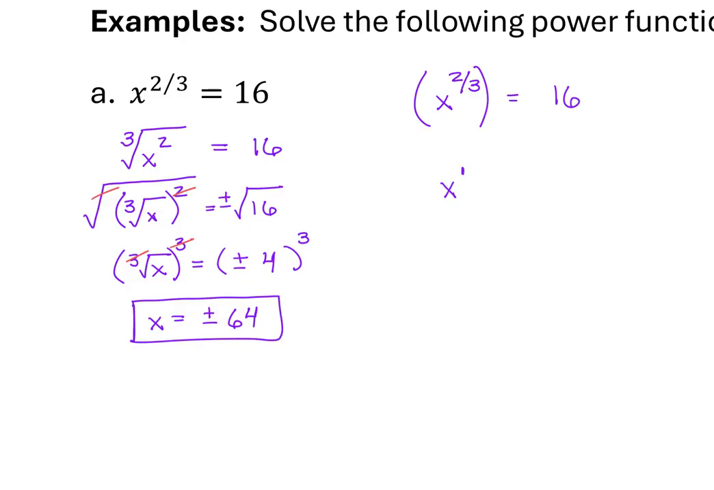In order to do that, what I want to do is raise this to the reciprocal. The reciprocal of 2/3 is 3/2. And remember that when you raise an exponent to another exponent, you multiply them. Well, if we multiply 2/3 times 3/2, they cancel. Well, whatever we do to one side, we want to do to the other. So we do want to raise this to the 3/2 as well.